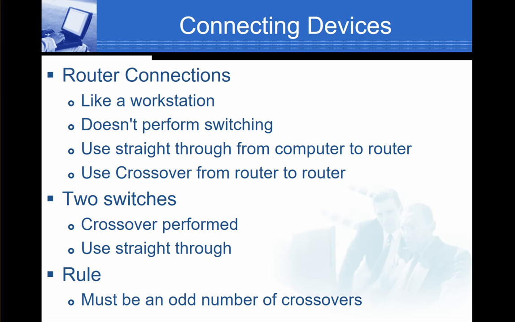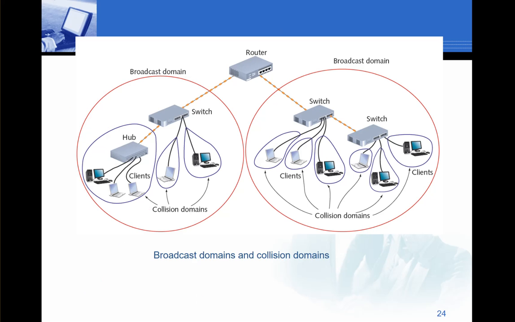If you have two switches, the crossover is performed; use a straight-through. Again, the rule is there must be an odd number of crossovers. Again, the newer switches all have auto sensing, and they won't need manual switching. They will determine the type of cabling on each end and whether or not they need to perform the switchover. So you can see broadcast domains and collision domains here.